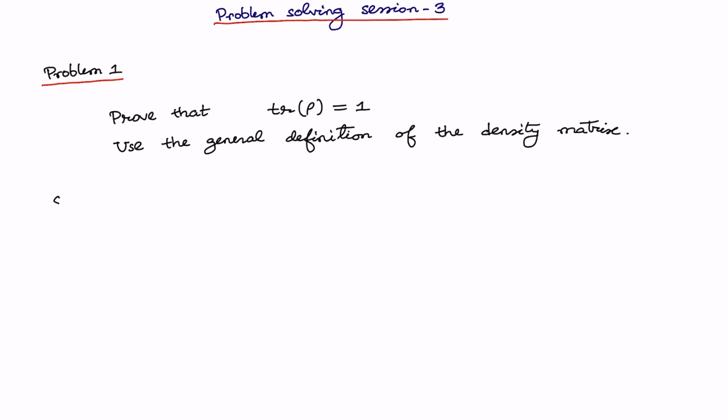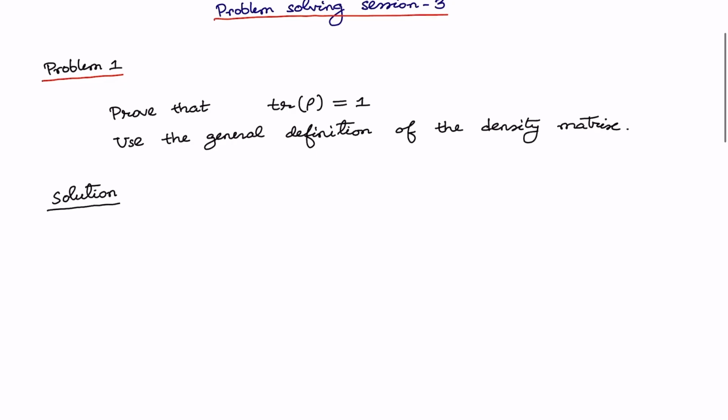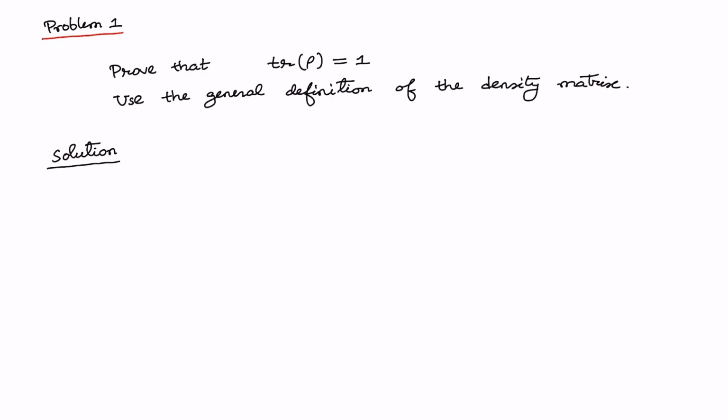This problem, actually we have proved trace rho is equal to 1 using the definition of the density matrix for pure state. Now we are going to use the general definition. The general definition of the density matrix or the density operator is this: rho is equal to sum over alpha of p alpha, where p alpha is the classical probability, ket psi alpha, bra psi alpha.